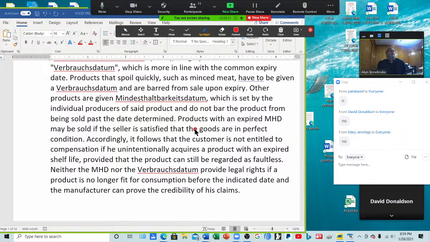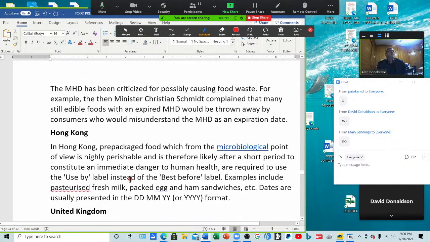Products with an expired MHD may be sold if the seller is satisfied that the goods are in perfect condition. Accordingly, the customer is not entitled to compensation if he unintentionally acquires a product with an expired shelf life, provided the product can still be regarded as faultless. Neither the MHD nor the Verbrauchsdatum provide legal rights if a product is no longer fit for consumption before the indicated date and the manufacturer can prove the credibility of these claims. MHD has been criticized for possibly causing food waste. For example, the then minister Christian Schmidt complained that many still edible foods with an expired MHD would be thrown away by consumers who misunderstand the MHD as an expiration date.